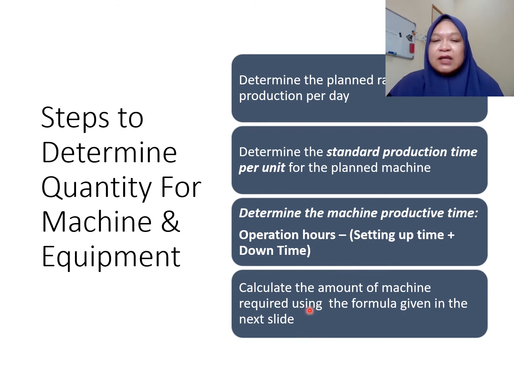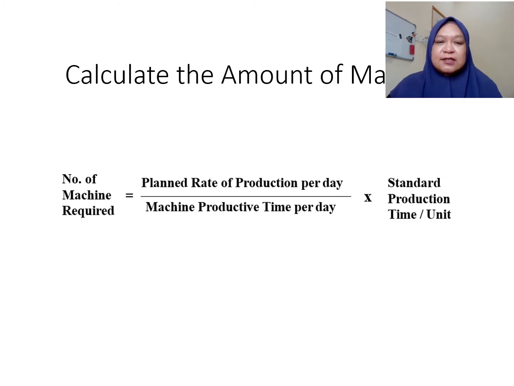Then we calculate the amount of machines required using the formula. This is the formula: the number of machines required equals the planned rate of production per day, divided by machine productive time per day, times the standard production time per unit. For each unit you must know how long it will take to finish. Then you will get the number of machines that you need to buy.